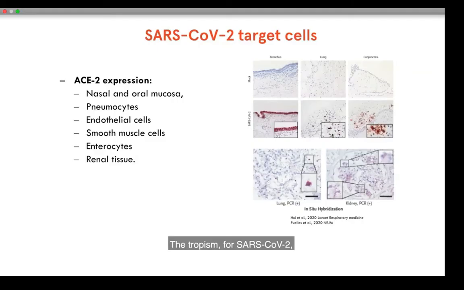COVID disease. The tropism for SARS coronavirus 2, or what cells it will infect, is thought to be dictated by the expression of the ACE2 receptor. ACE2 has been reported in nasal and oral mucosa, as well as on numerous sites from the lung, endothelial cells, smooth muscle cells, enterocytes, and renal tissue.